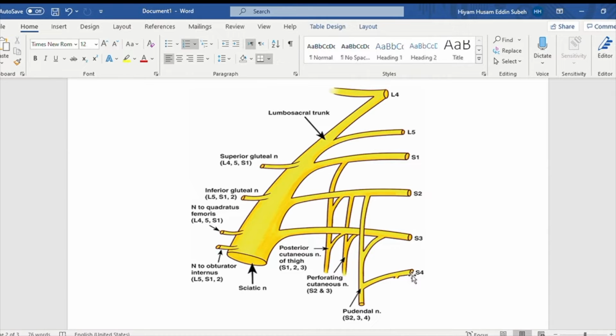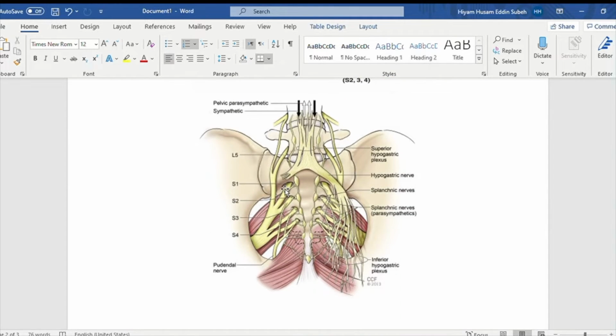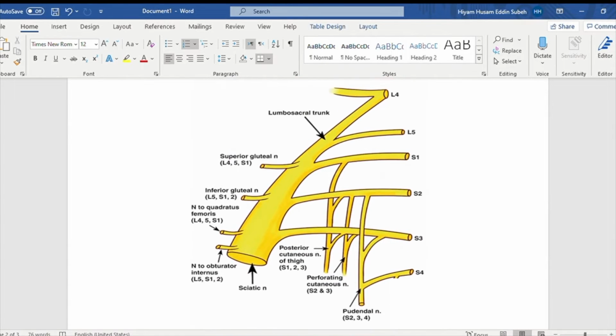well as S4. Okay? Now, moving to the location, the sacral plexus is located in front of the piriformis muscle. So this should make sense to you if you remember the origin of the piriformis muscle. The piriformis muscle originates from the anterior lateral surface of the sacrum. So as the sacral nerves are leaving the anterior sacral foramina, they pass in front of the piriformis muscle, forming the sacral plexus.